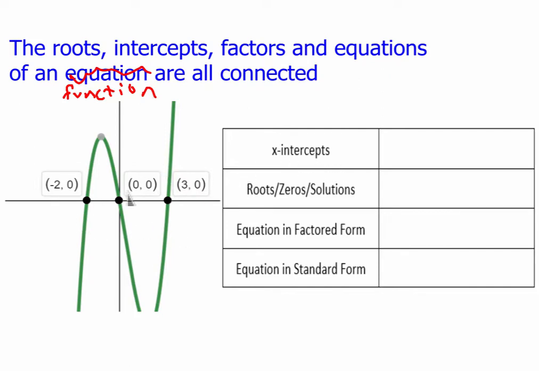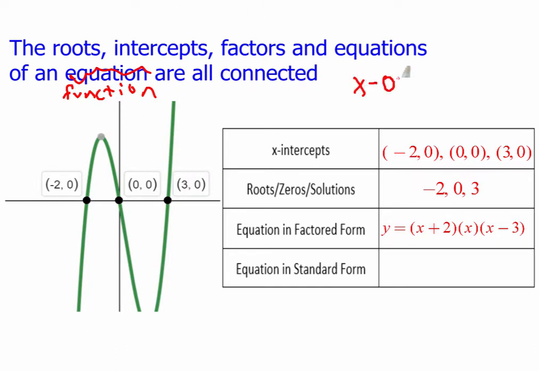So the x-intercepts of this function, which is a cubic function, we can see are at (-2, 0), (0, 0), and (3, 0). The roots, remember, are just the x values of those intercepts: -2, 0, and 3. If I wanted to write the equation in factored form, I simply put each one of those in parentheses and change the sign, so -2 becomes x + 2, and 3 becomes x - 3. Because this one is 0, x minus 0 is just x.